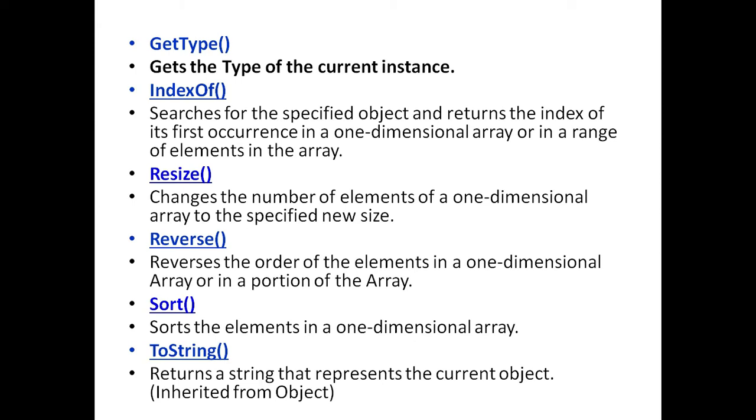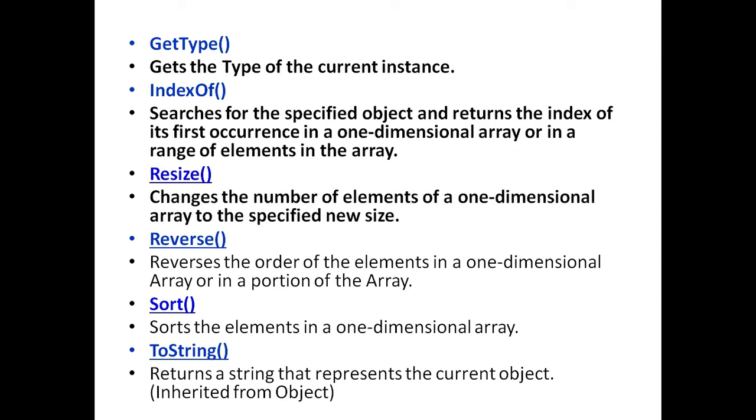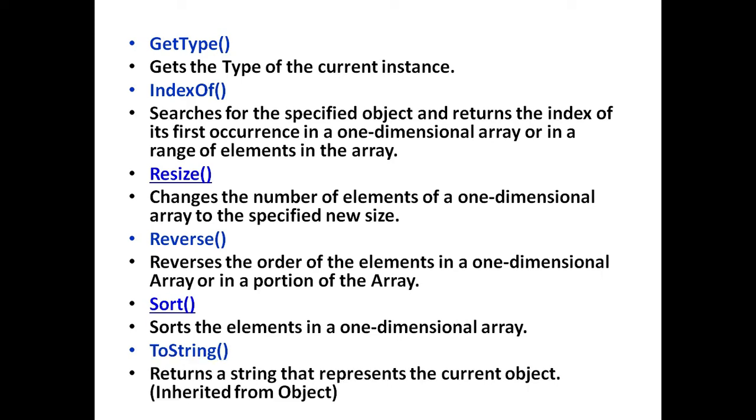GetType method gets the type of the current instance. IndexOf method searches for the specified object and returns the index of its first occurrence in a one-dimensional array or in a range of elements in the array. Resize method changes the number of elements of a one-dimensional array to the specified new size. Reverse method reverses the order of elements in a one-dimensional array or in a portion of the array. Sort method sorts the elements in a one-dimensional array. ToString method returns a string that represents the current object.